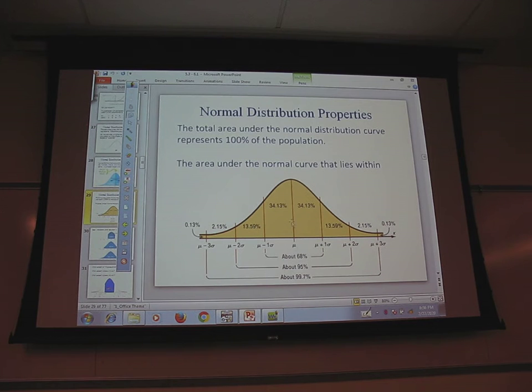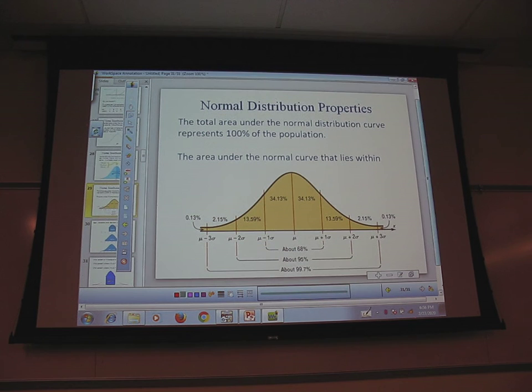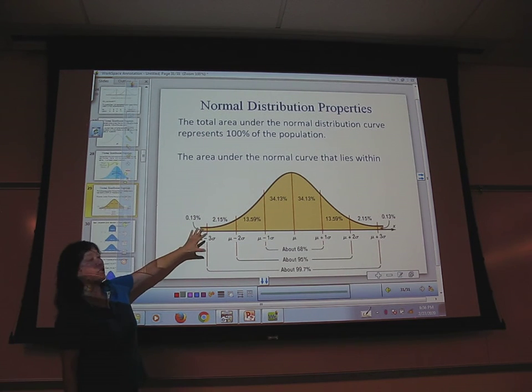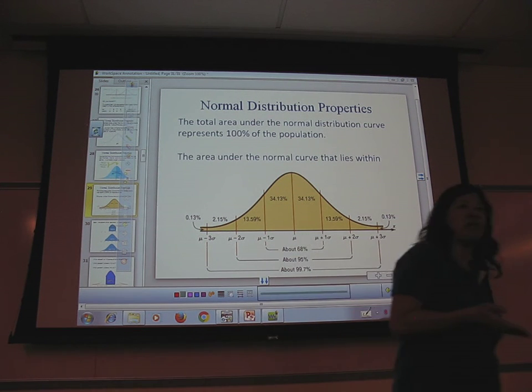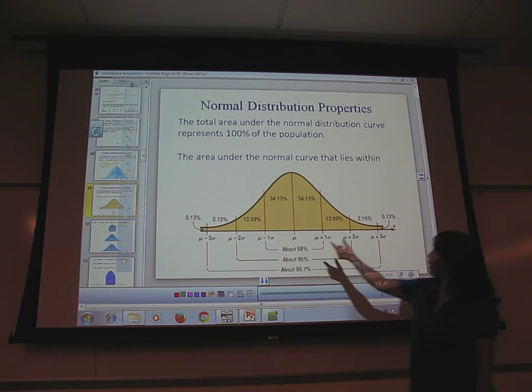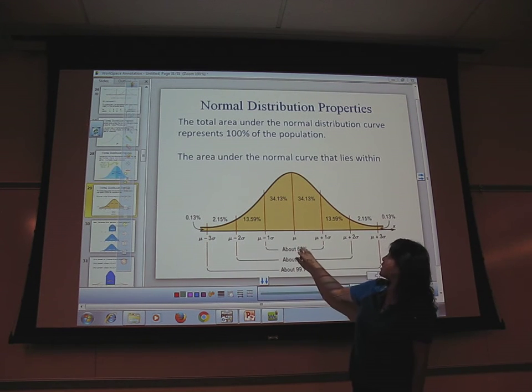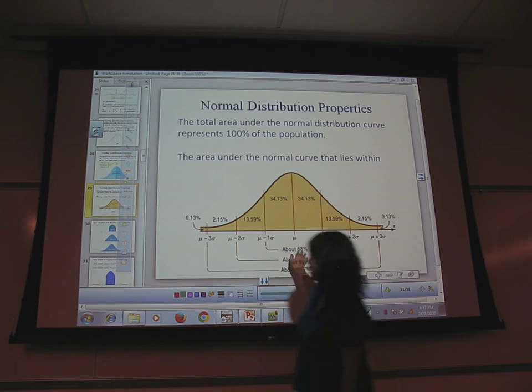The total area of the curve represents 100% of the population. If you were to break them out to a couple decimal places each, you'd get something really finely detailed like this. We said roughly what percent lies within one standard deviation? 68%. So if you add these two up, you get 68.26%. If you round to the nearest percent, it's 68%.